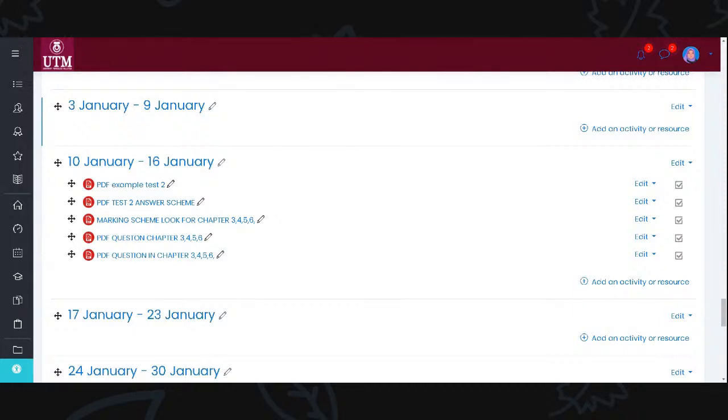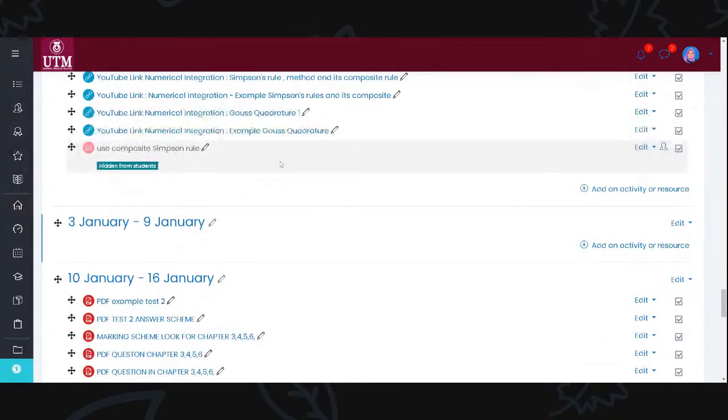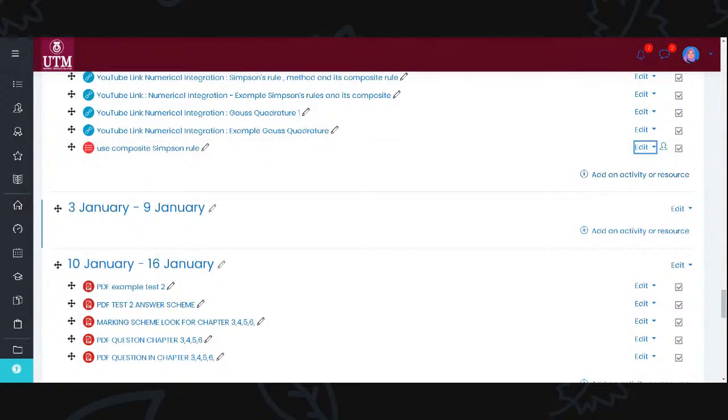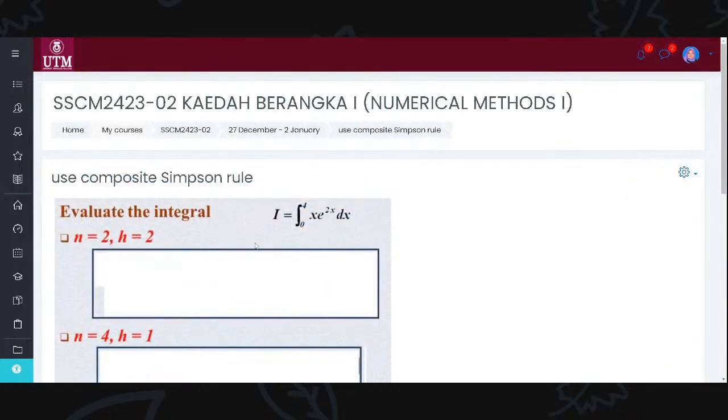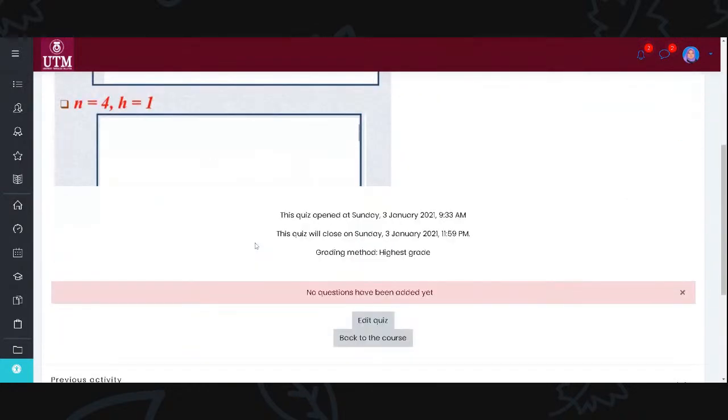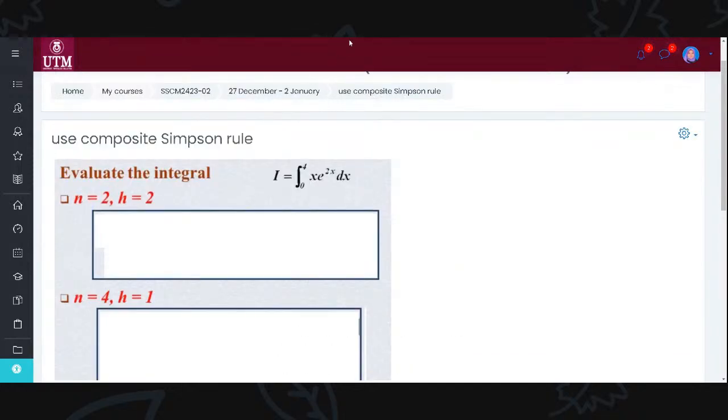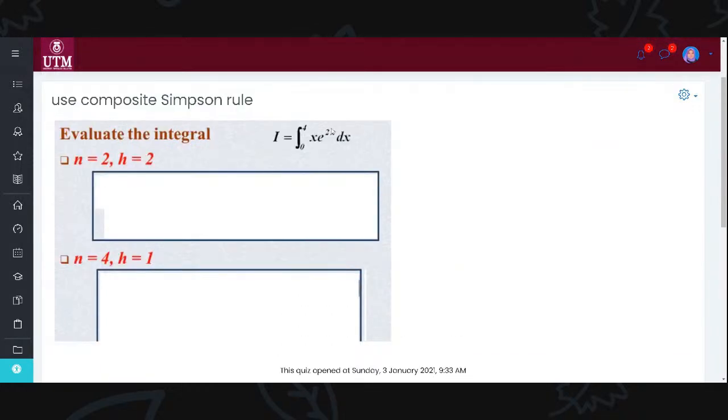I'm also sharing quizzes. Let me go to the quizzes here. You can use the composite Simpson's rule. So this is a quiz. Please go to the quizzes. Click here, there is a question here. Please answer the question and submit before tonight.